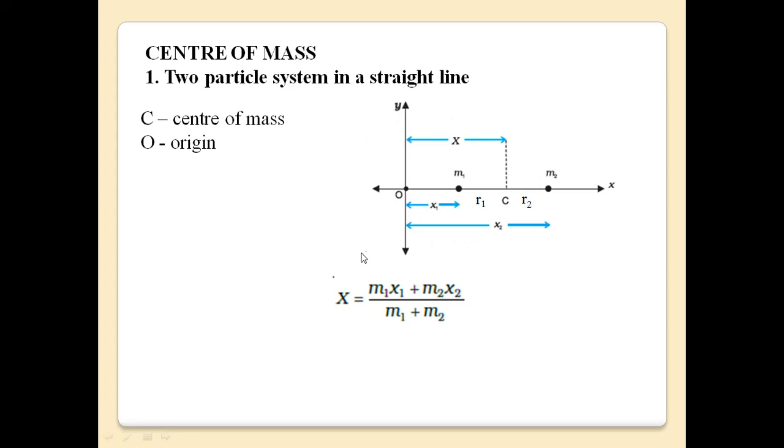Now, the formula for x. What is x? x is the distance from the center of mass to the origin. And definitely the center of mass lies between m1 and m2. Not exactly midway, it has to lie somewhere between m1 and m2. Therefore, the formula is given as x equal to (m1x1 plus m2x2) by (m1 plus m2). Now, let us see how we get this formula.